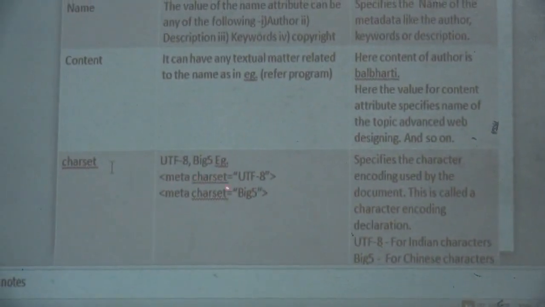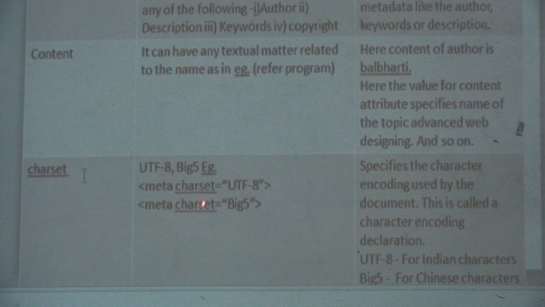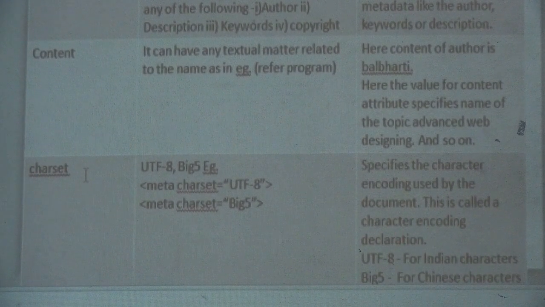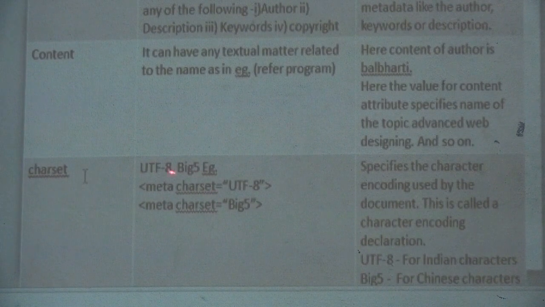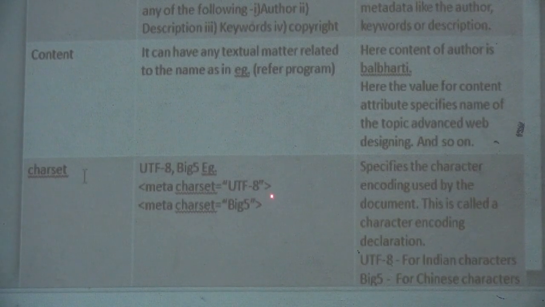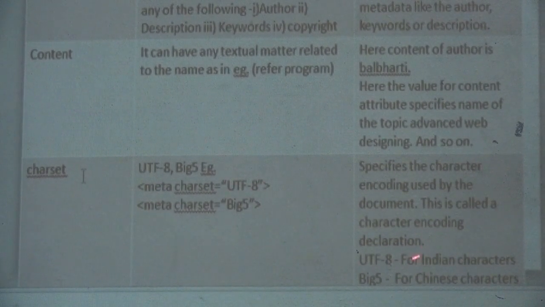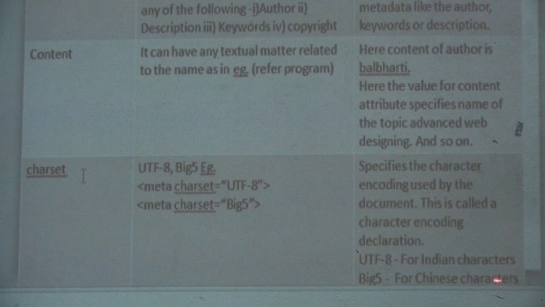Example: meta charset. What is the meaning of charset? Character set. Meta charset equal to UTF-8, and meta charset equal to Big 5, specifies the character encoding used by the document. This is called a character encoding declaration, and we have to give it in this format. UTF-8 is used for Indian characters. We can even write Marathi in this font. So UTF-8 is mostly used for Indian characters and Big 5 is for Chinese characters.